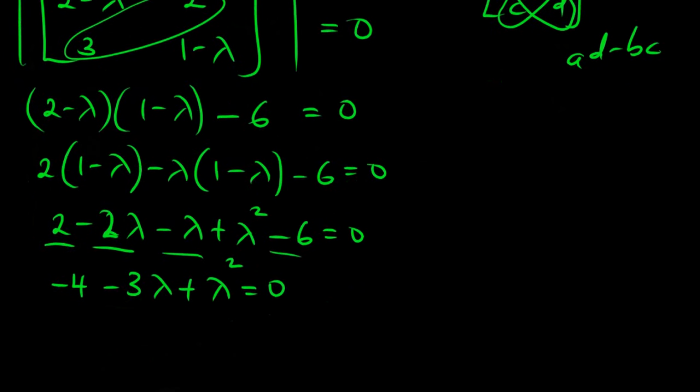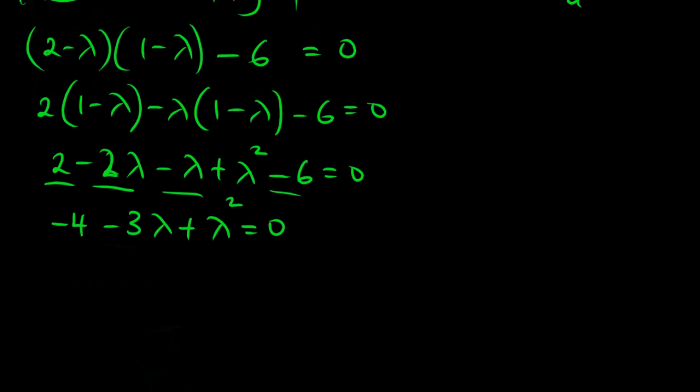So we can rearrange this. We're going to have lambda squared minus 3 lambda minus 4 is equal to 0. So this is a quadratic equation. We are supposed to solve for the values of lambda, and there are many ways of doing that. You can decide to use the factorization method or the quadratic formula and many others. So let's use the factorization method.